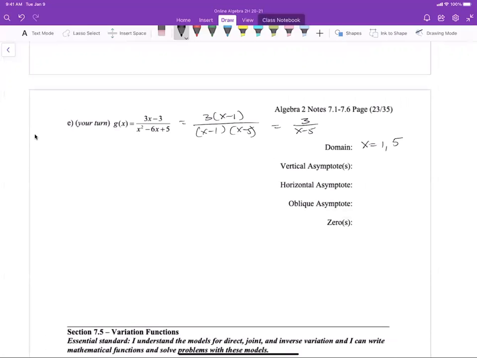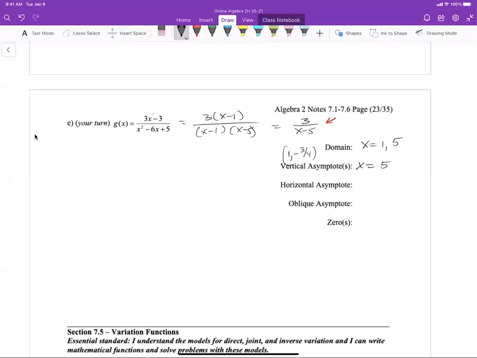Vertical asymptotes. Do I have a vertical asymptote when x equals 1 or 5? I don't know. Let's go plug that in. I personally would look at the simplified version and plug in 1, and I see that 3 over -4 is an actual value. So that means that as I approach 1, my output, my y, is approaching -3/4. So I have a hole at -3/4. If x is approaching 5, then I have 3 divided by 5 minus 5, that's 0. So that is unbounded. Therefore, I have a vertical asymptote at x equals 5.